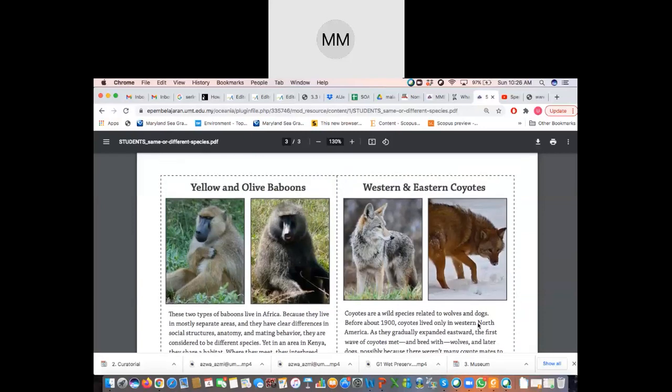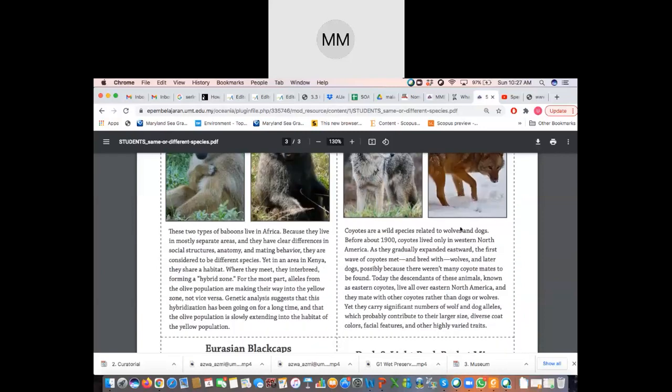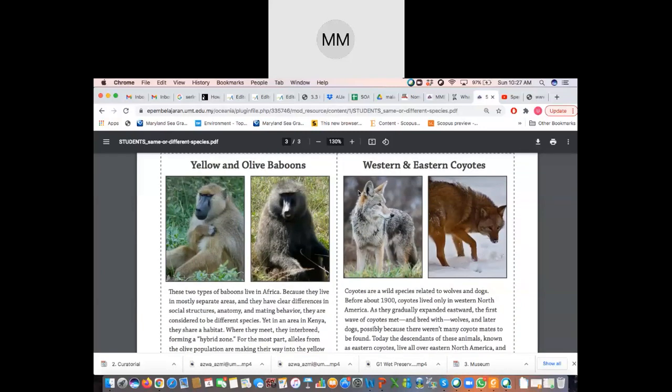Okay, so I know you're going to be all confused with the dog alleles and the wolf alleles, but going back to western and eastern coyotes. This is the west and this is the east.